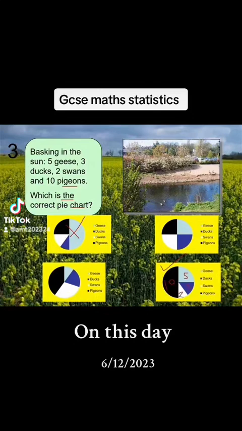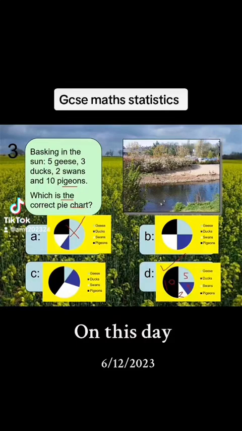Remember, angles in a pie chart add up to 360 degrees. That is very, very common, like you'd see in a paper 2, paper 3 exam style question. Is it A this, B this, C this? So the answer is going to be D, guys.